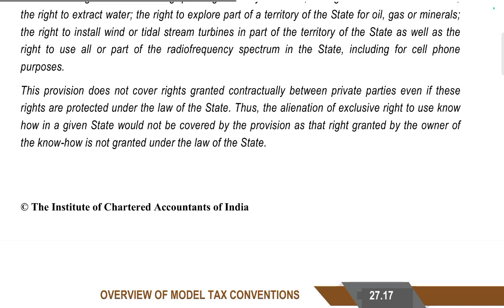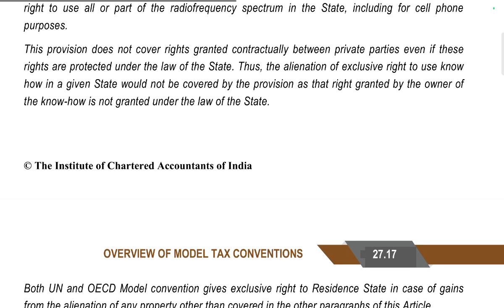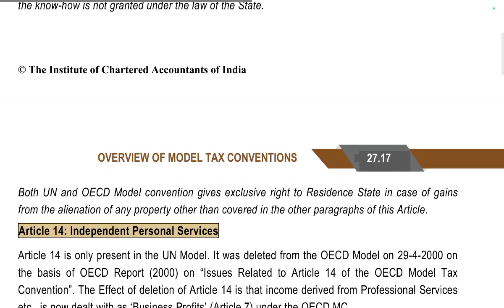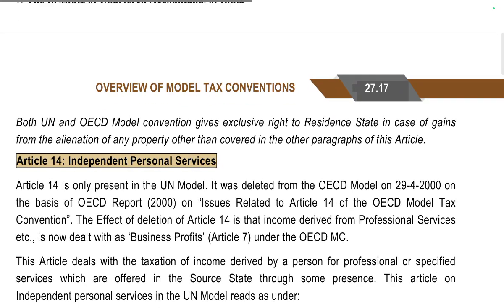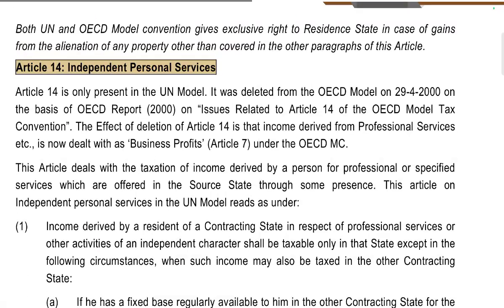The provision does not cover rights granted by a contract between private parties, even if this right is protected under the law of the state. The alienation of an exclusive right to know-how granted by a given state would be covered by the provision if the right is granted by the owner, or if the know-how is granted under the state's law. Both the UN and OECD model conventions give the exclusive right to the residence state in the case of gains from the alienation of property not covered in the other paragraphs of the article.